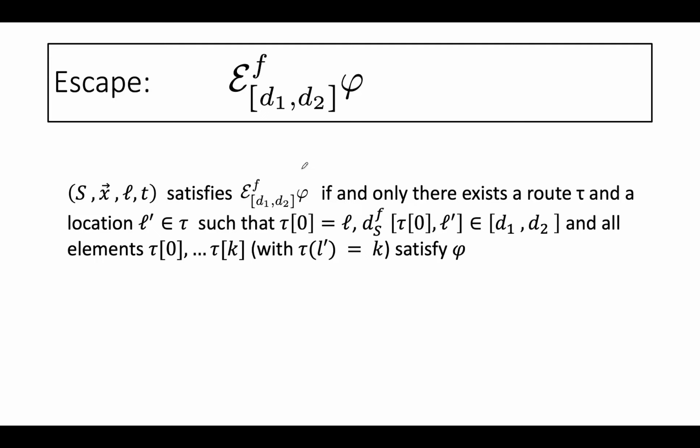So a spatial model S and a spatio-temporal trajectory X satisfy this escape property in location L at time t if and only if there exists a route tau and a location L prime that belongs to the route, such that the first element of this route is L, and the route distance between L and L prime belongs to the interval d1 and d2, and all elements in the route from the first element L to the element L prime satisfy phi.